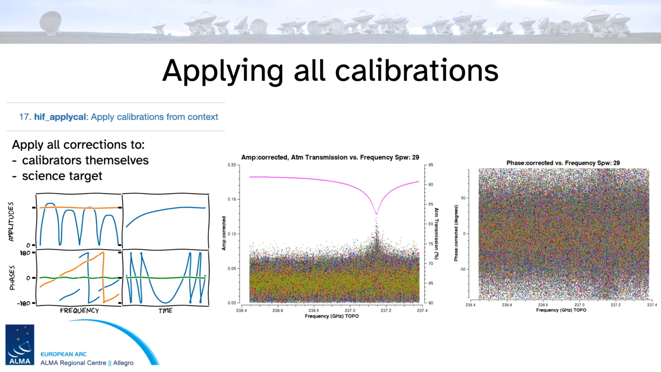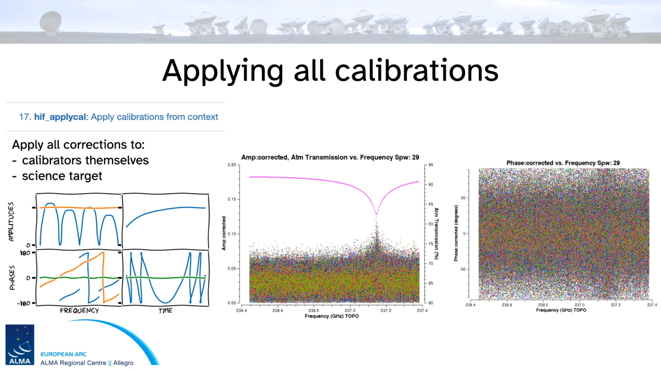In the last step of the secondary calibration, all determined corrections are applied to the calibrators themselves, which should then reproduce flat amplitudes and zero phases as functions of frequency and time, and to the science target. In the two plots on the right, the corrected amplitude and phase of the phase calibrator are plotted. In this project, the phase calibrator was quite weak, less than 0.05 Jansky, which led to noisy phases. However, one can still see that the phases are clustered around zero.